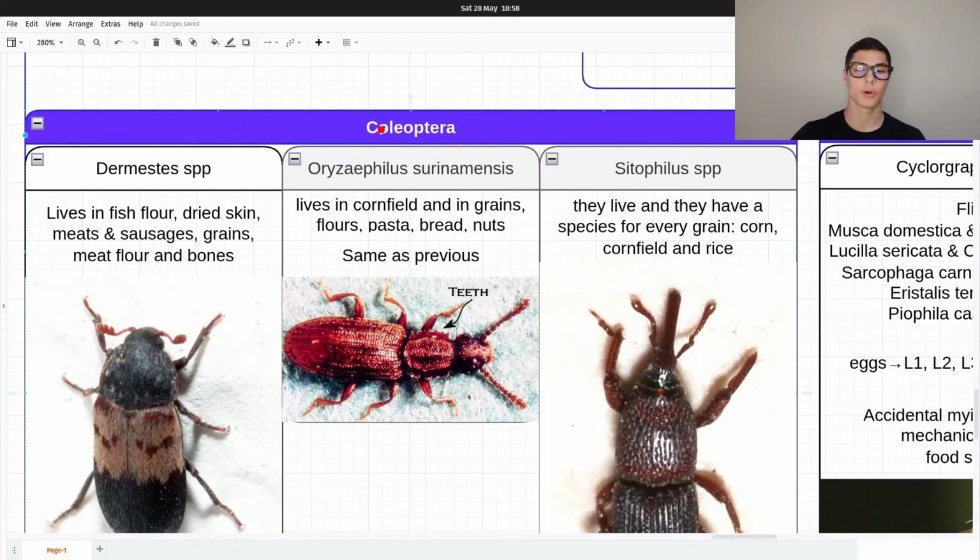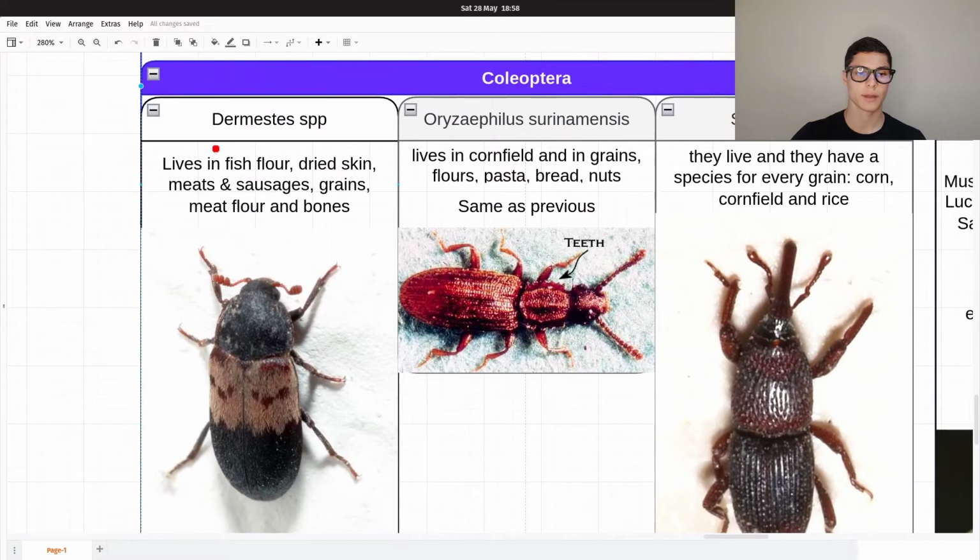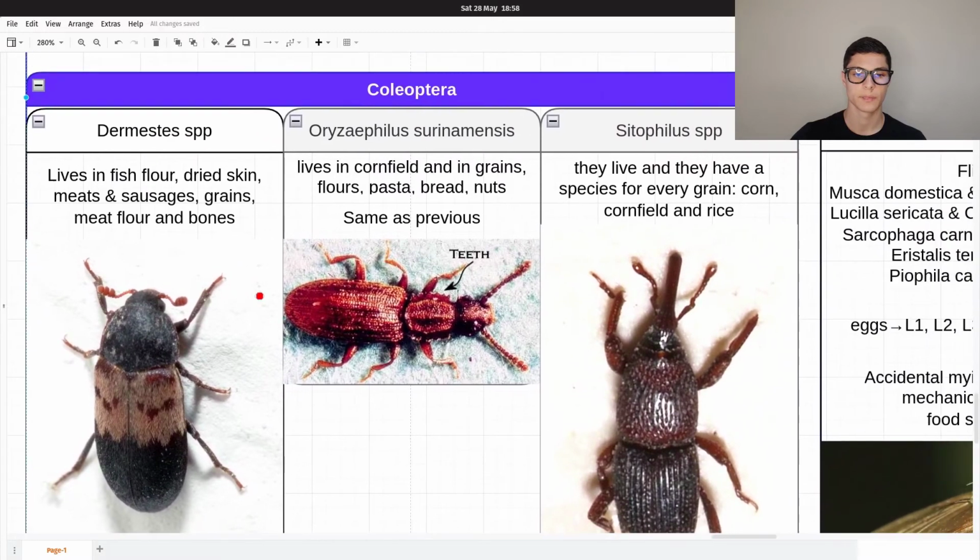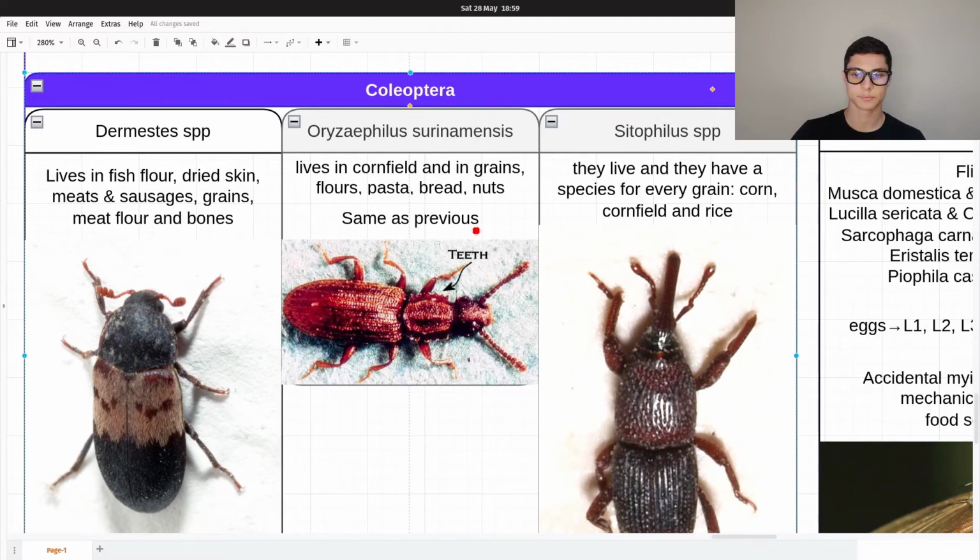If we continue, we have the Coleoptera group, in which we can find the Dermestes spp, this guy right here that lives in fish flour and dried skin, meats and sausages, grains, meat flour and bones. He likes dry surfaces. And then we have the Oryzaephilus surinamensis that lives in cornfields, maize, and in grains, flours, pasta, bread, and nuts. And he also likes dry surfaces.